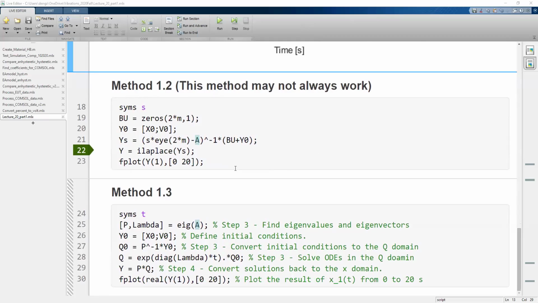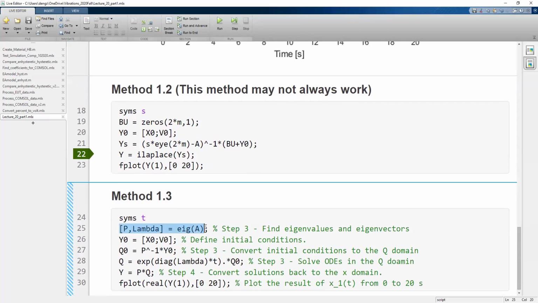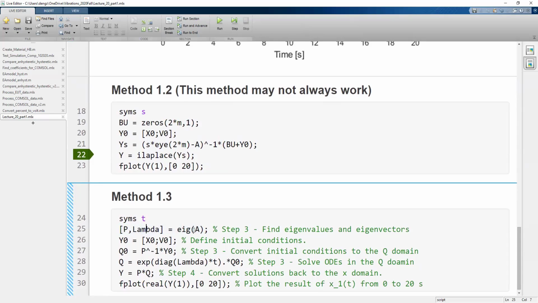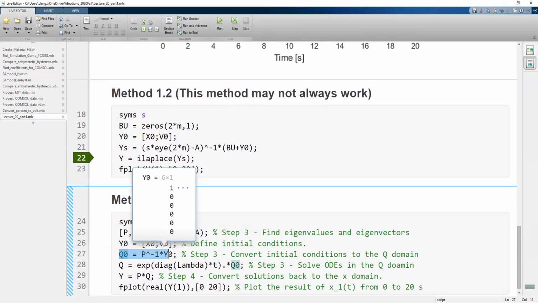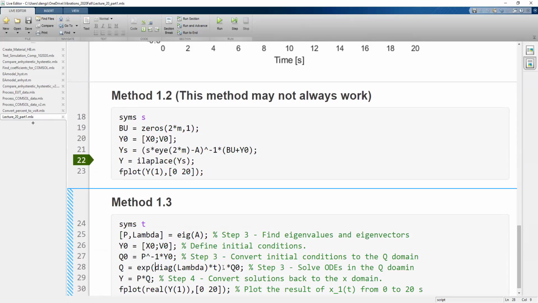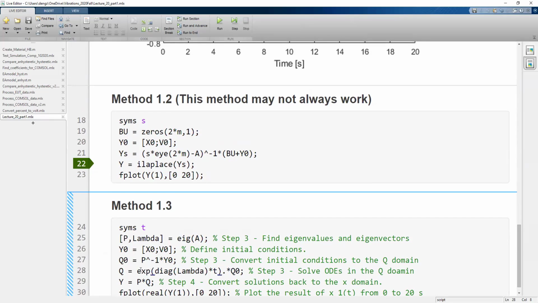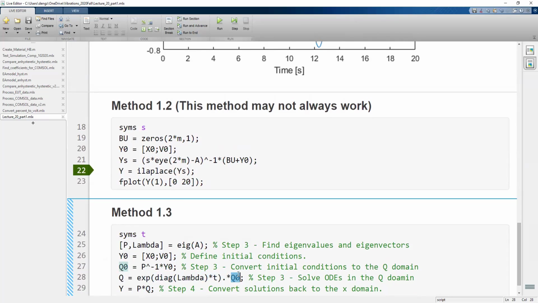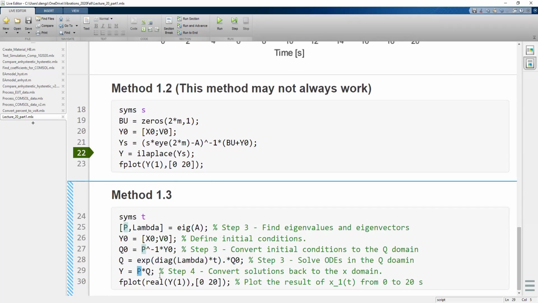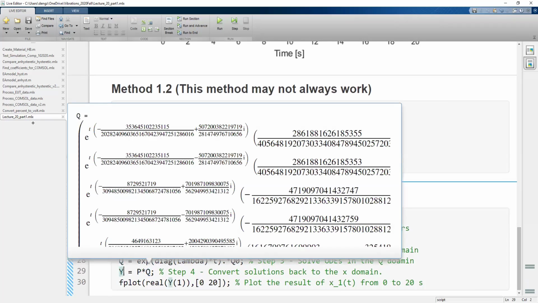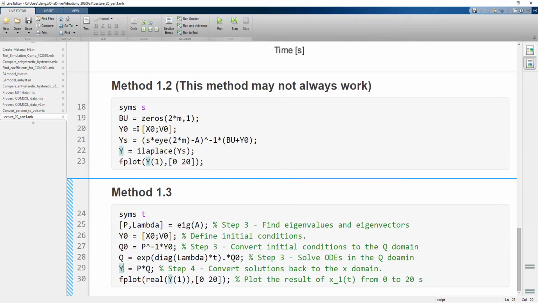So in method 1.3, you can see that we first find the eigenvalues and eigenvectors of A, collect the initial conditions, and find the initial conditions in the Q domain. Then we find the solution in the Q domain just by using dot multiplication. The left-hand side is what I mentioned there, and the right-hand side is the initial condition in the Q domain. After that, you just multiply by the coordinate transformation matrix so that we can bring the solution from the Q domain to the Y domain. And then eventually you can plot it.